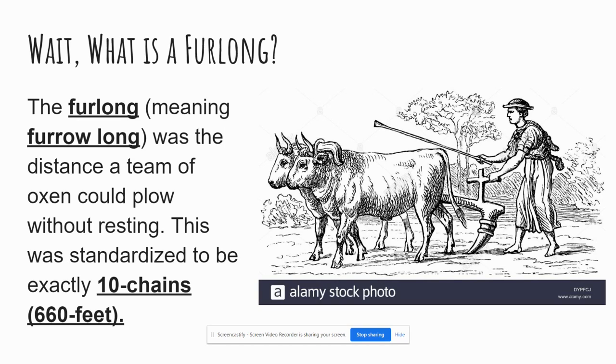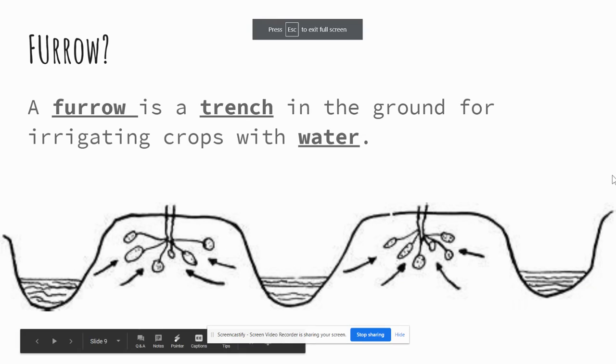Wait, what is a furlong? The furlong, meaning furrow long, is the distance a team of oxen could plow without resting. Because different soil conditions such as damp versus dry, rocky versus smooth, would take different amounts of time to plow, the furlong is standardized to be exactly 10 chains or 660 feet long.